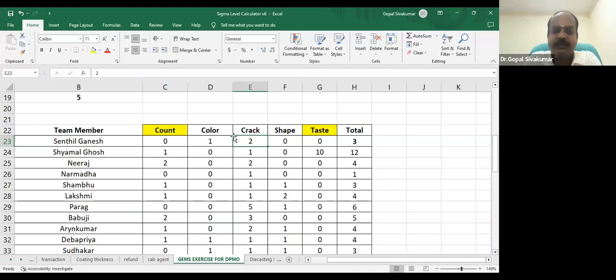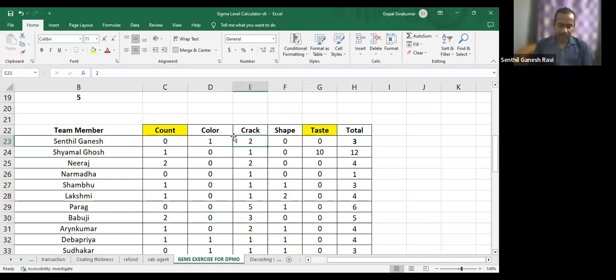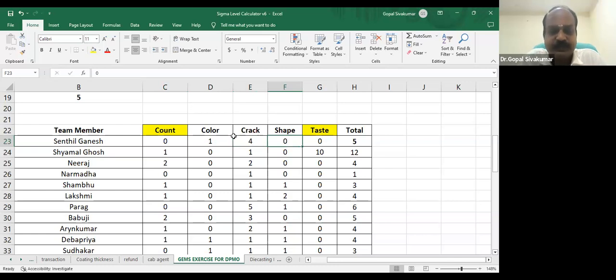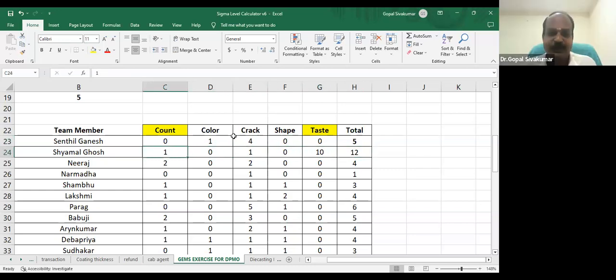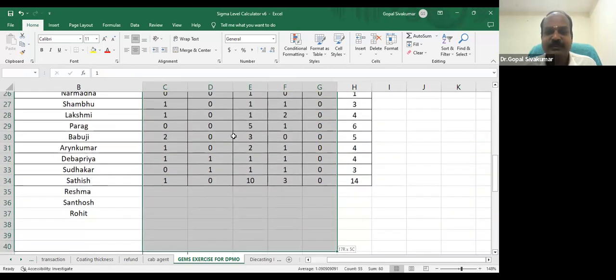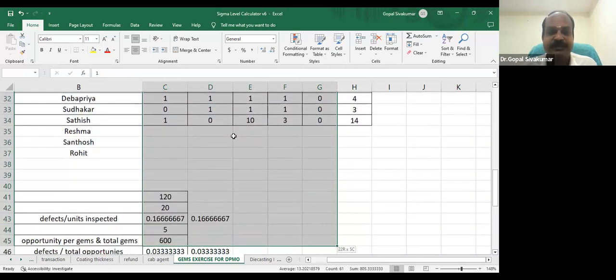Okay. And crack, can you separate it? Yes, four cracks. 4 cracks. And shape? Everything looks good. Everything looks good. How about the taste? Yet to test. Yeah, you can do that. Please do that and let us know whether it is tasting well.